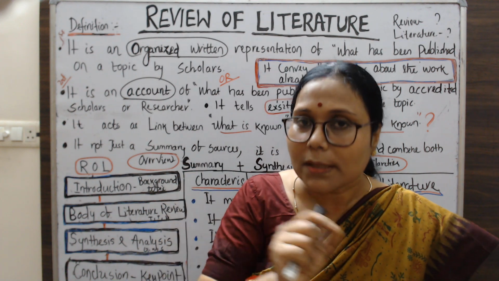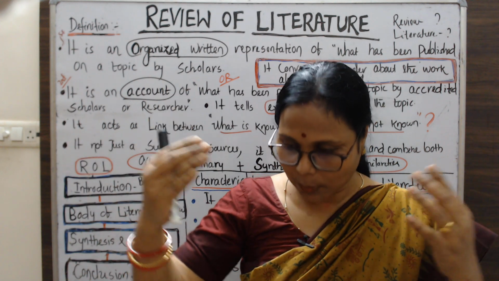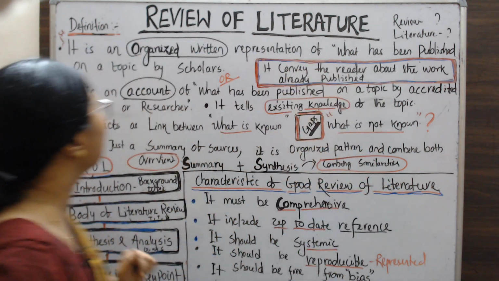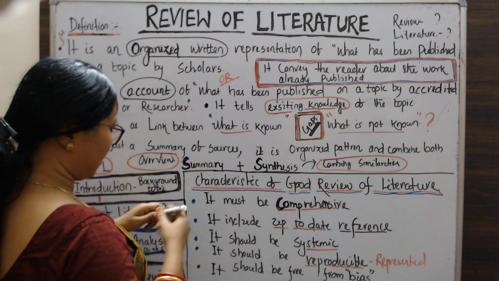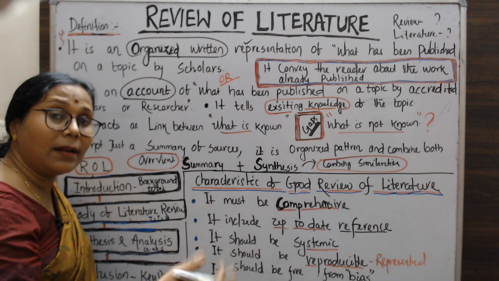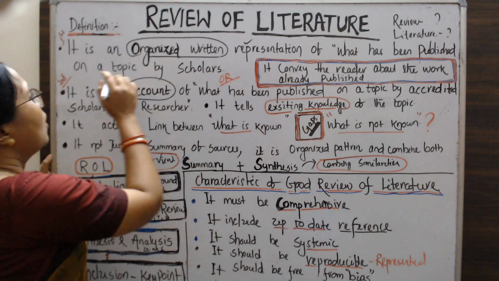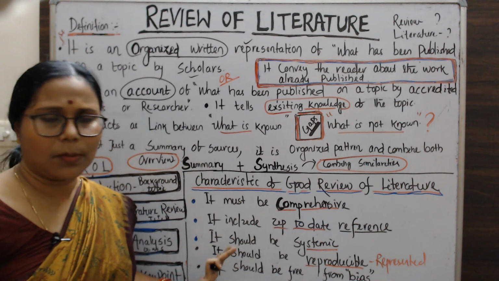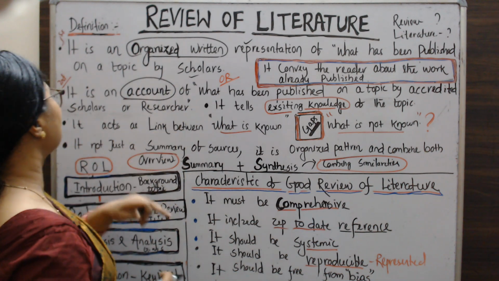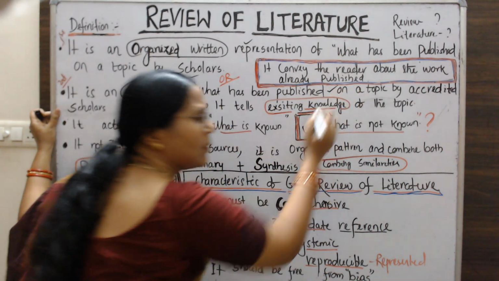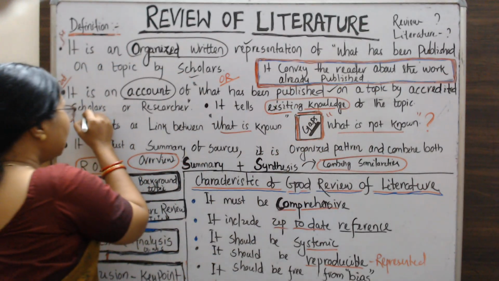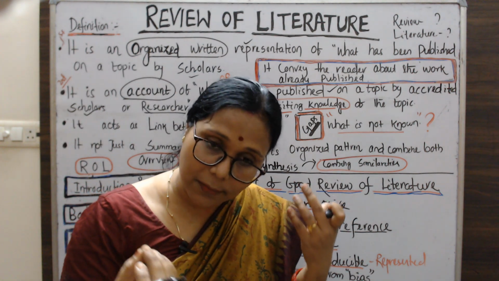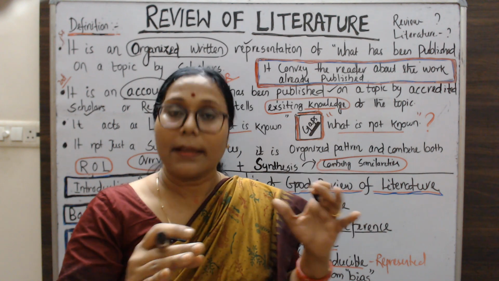In the review of literature, the researcher writes the introduction, body, content, and conclusion in the research sections. The definition of review of literature is an organized written representation of what has been published on the topic by scholars, all the knowledge already established. A second definition says it is an account of what has been published on the topic by accredited scholars and researchers, who have already generalized the findings.